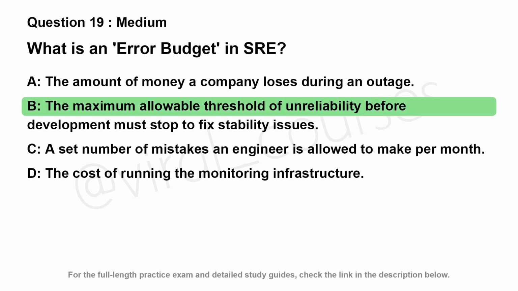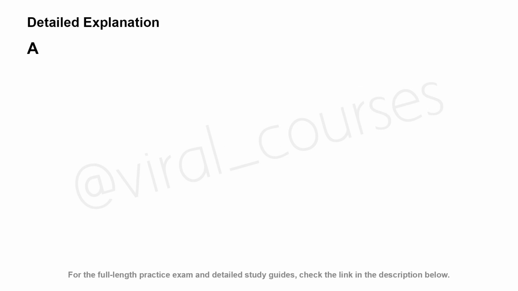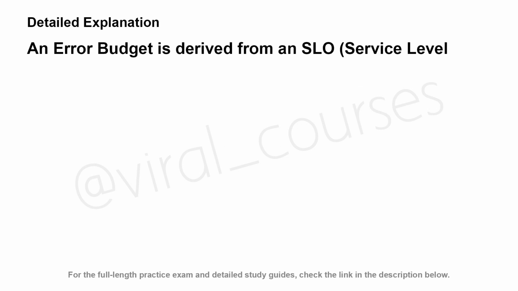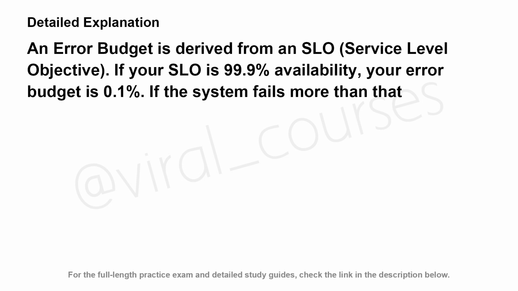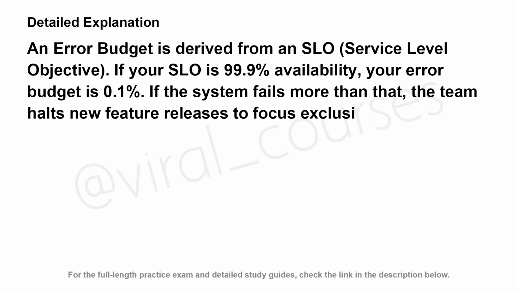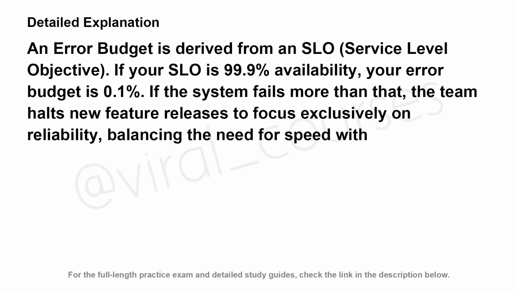The correct answer is B. An error budget is derived from an SLO, service level objective. If your SLO is 99.9% availability, your error budget is 0.1%. If the system fails more than that, the team halts new feature releases to focus exclusively on reliability, balancing the need for speed with the need for stability.